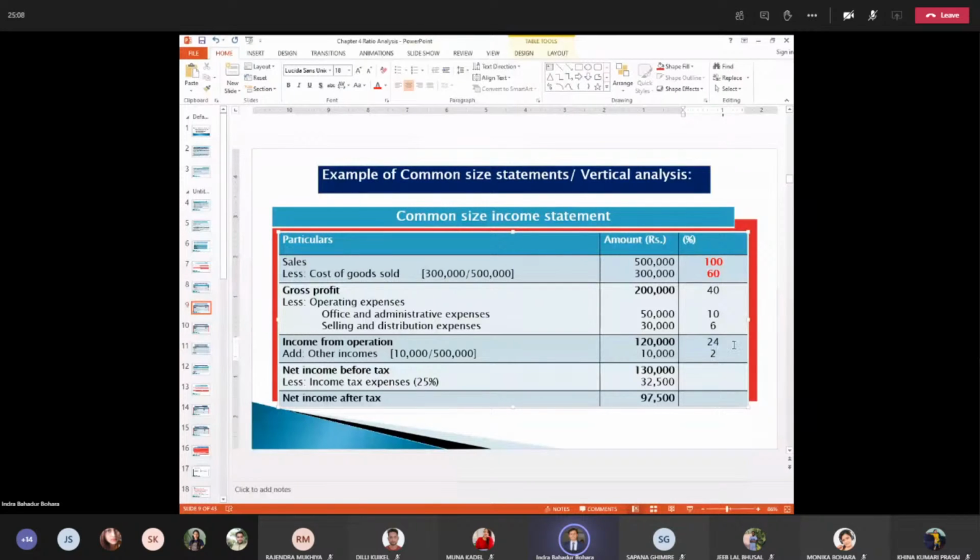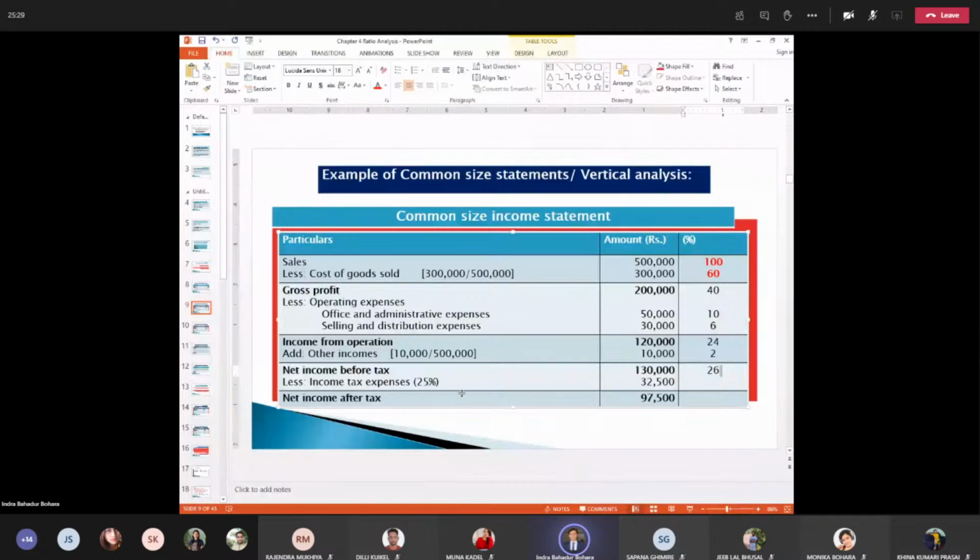Add other income, and 26 percent, or 1,30,000, is the net profit before tax, and the sales amount is 5 lakh. So what percentage is the net income on sales? 1,30,000 divided by 5 lakh is 26%.